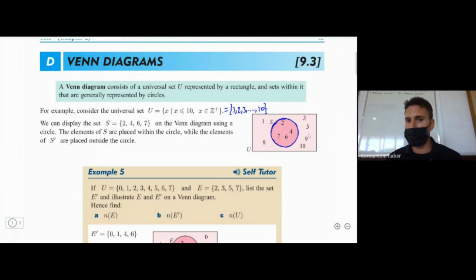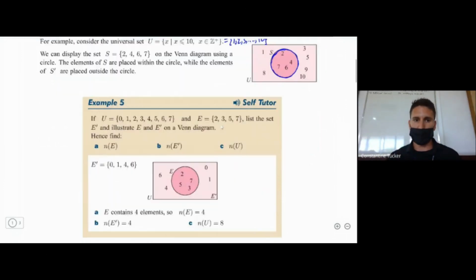Outside the circle, you put the rest of the numbers in your universal set. So in this mini universe of numbers 1 to 10, all that's left is 1, 3, 5, 9, 8, and 10. So you can put those outside the circle S. Remember what we call the things outside a circle S? We call that the complement of S. So outside here, we've got all of these numbers which are in the complement of S, S dash. Anyway, let's move on now to another example.